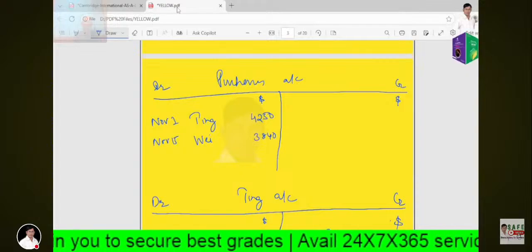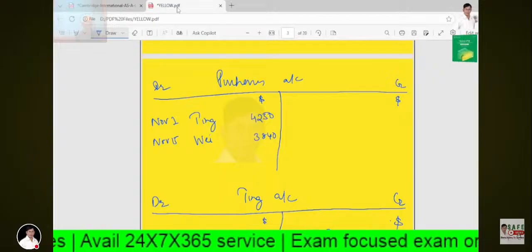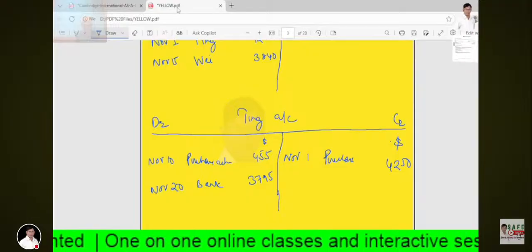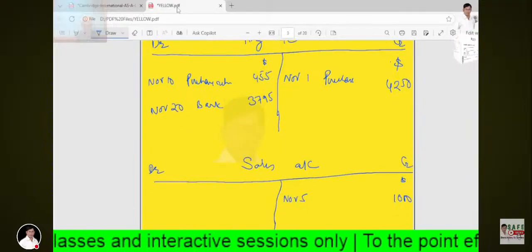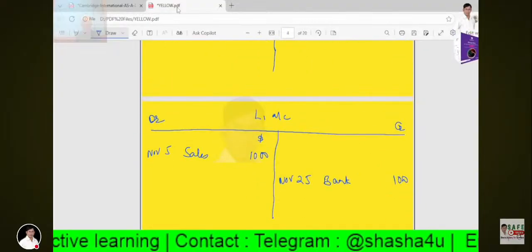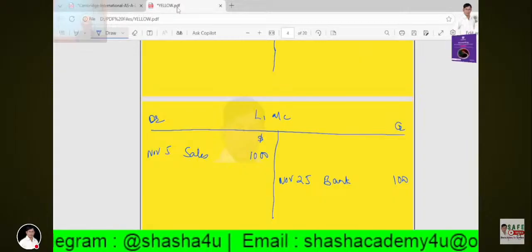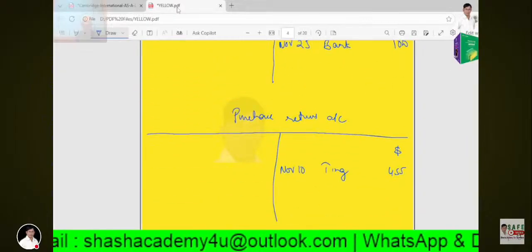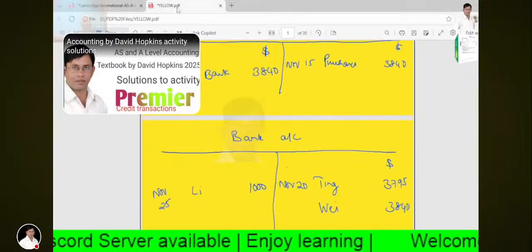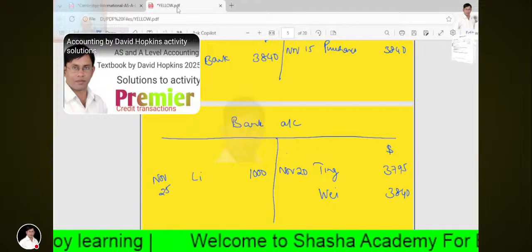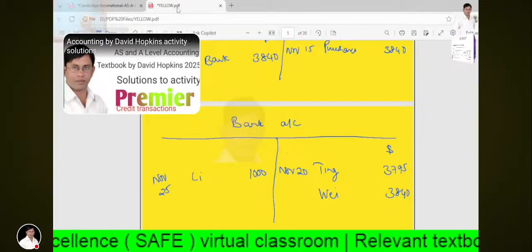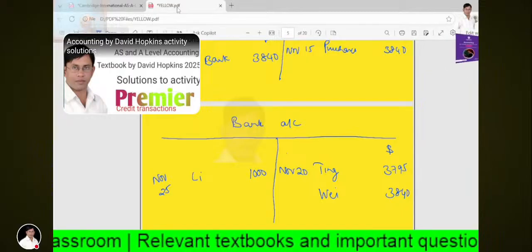So the purchases account will be debited. These are the amounts of purchases. Tinge account, we have paid everything, so there is no amount left over. Sales account is credited. Lee account is debited and credited because we have sold and we have received also. Next, purchase returns 455. V account, we have paid. Bank account, we have paid, we have received. So that is the end. Activity 2.2 is done.